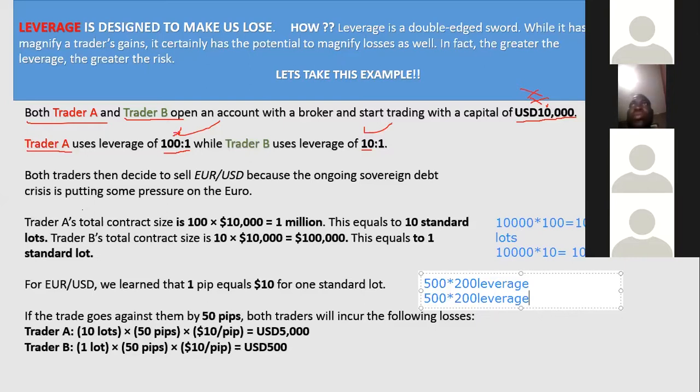So right now, 500 times 200 would be, I think, 10,000. Am I right, please? Or is it 100,000? 5 times 2 is 10, then 1, 2, 3, 4, 1. Okay, it's 100,000.